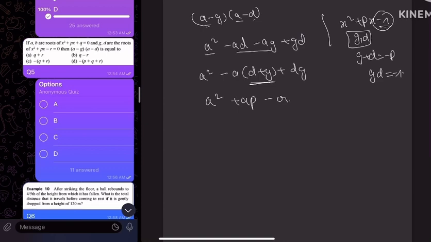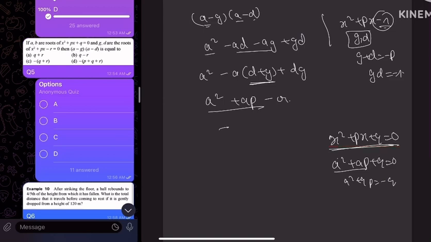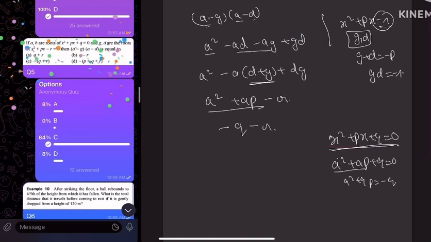We have one equation, x² + px + q = 0. Right? α is a root, so if we put α, it will satisfy. So α² + αp + q = 0. Okay, so α² + αp can be written as −q. So write −q in place of this: α² + αp = −q. So this will be −q − r. So the answer should be C, −q + r. Yes, this is correct.